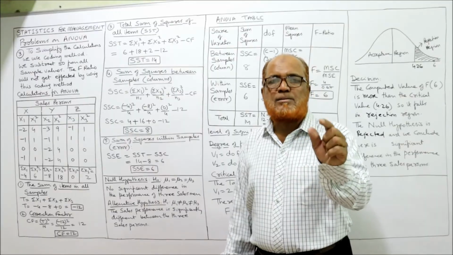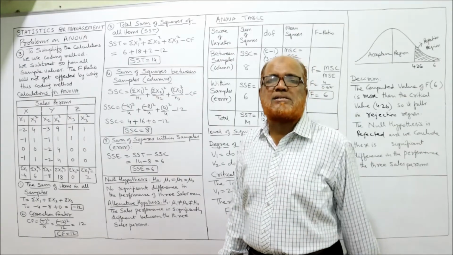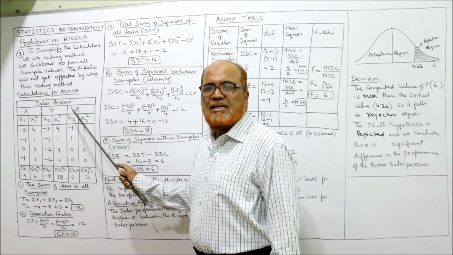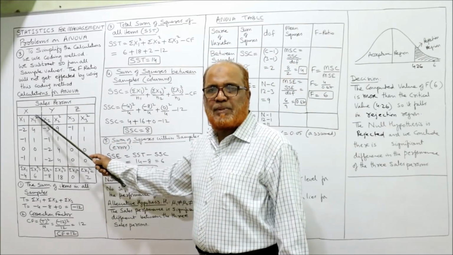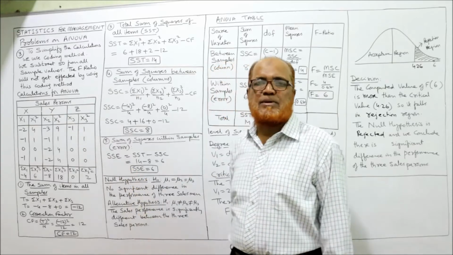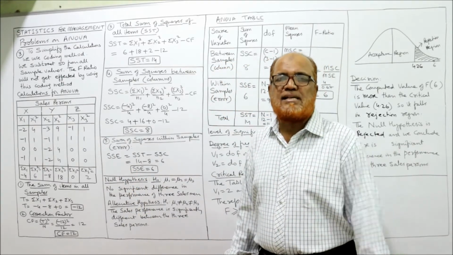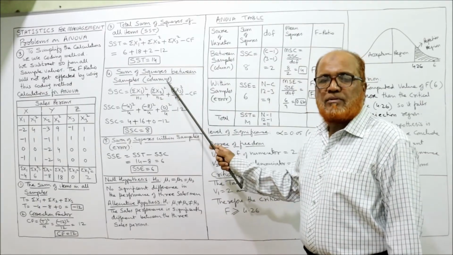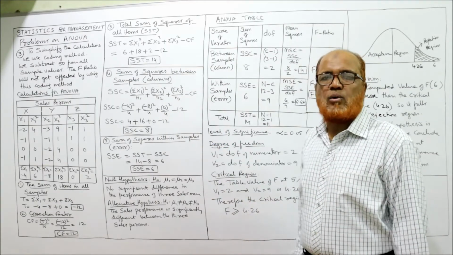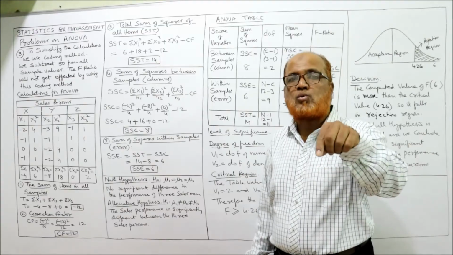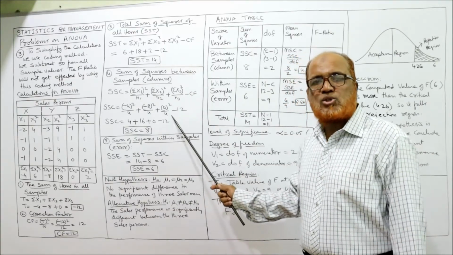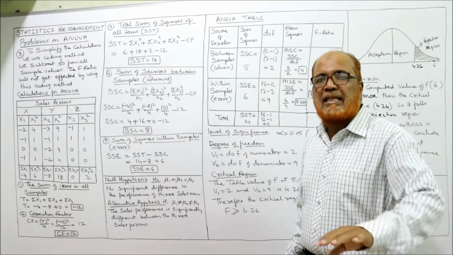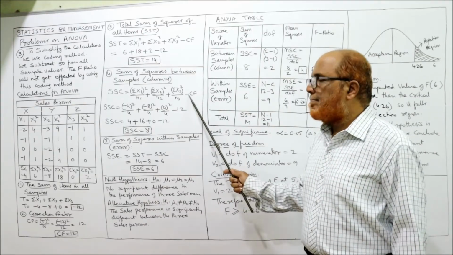Now SSC, the sum of squares between the samples. We have the samples in columns. The samples are X salesperson, Y salesperson, Z salesperson. These are the sales of the 3 persons. So the sum of squares between samples, columns. The formula is SSC is equal to summation x1 whole square by n1, plus summation x2 whole square by n2, plus summation x3 whole square by n3, minus CF.